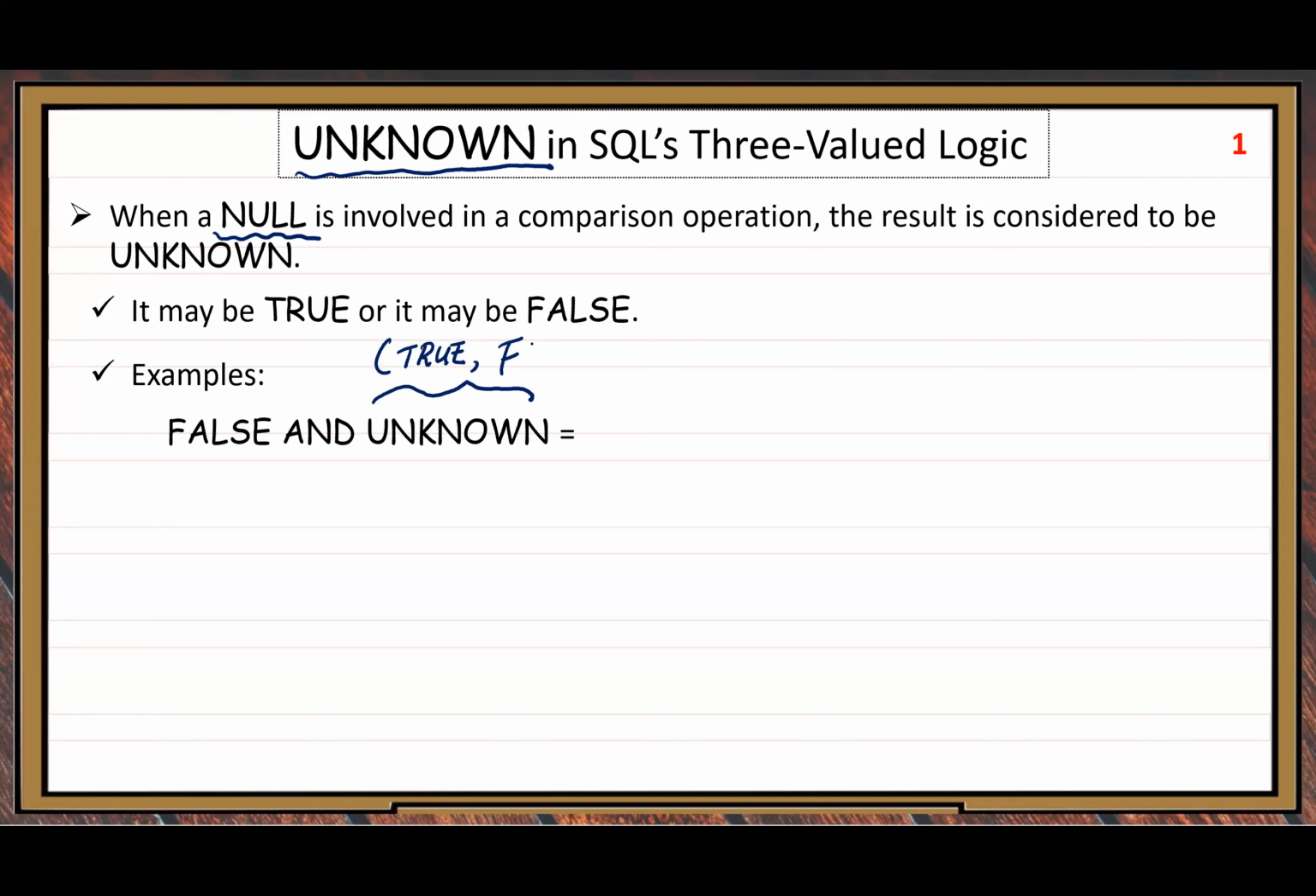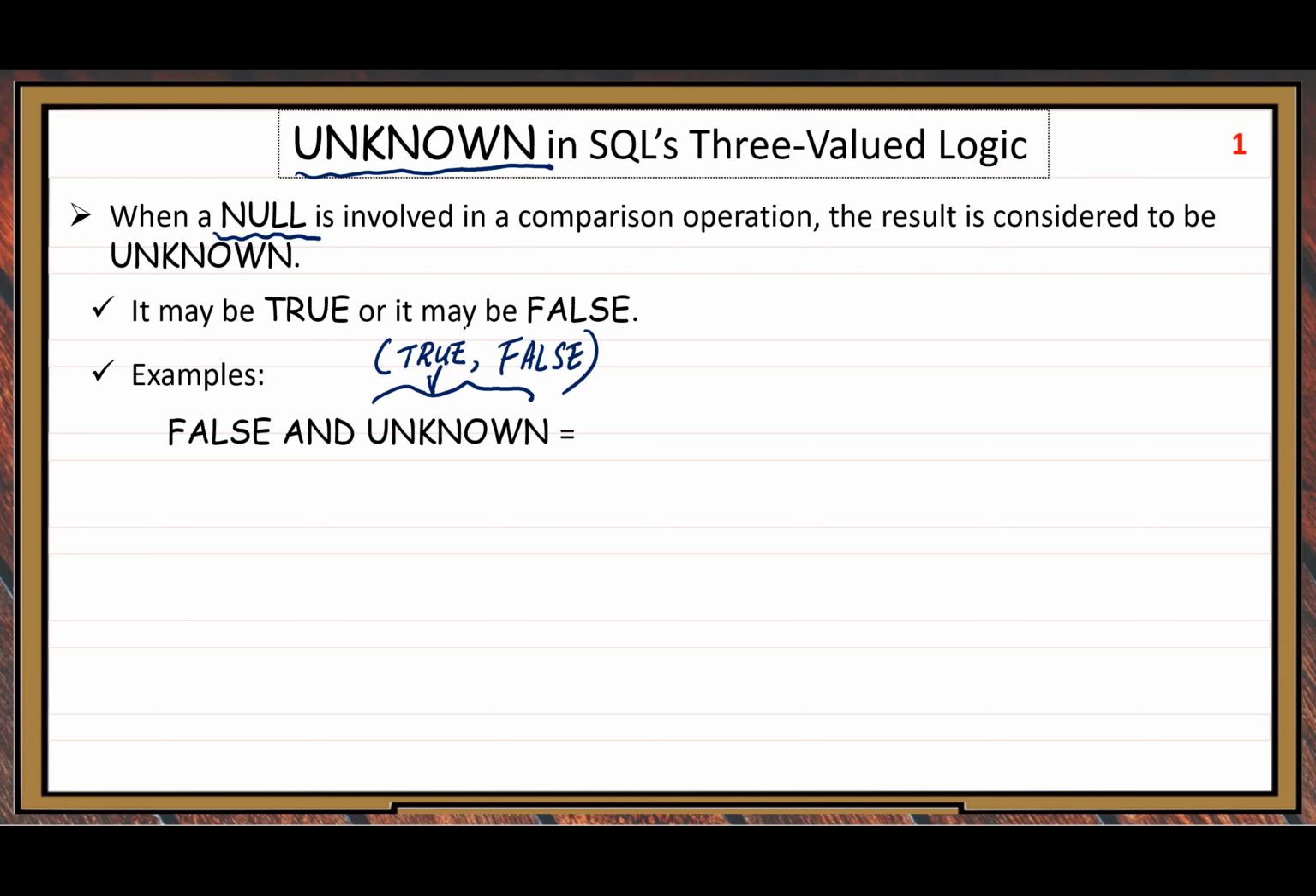Second, false case. There are two possibilities. You need to consider both. First, let's look at the true. If we take true value to replace unknown, false and true, what is the value? False and true, remember, and true.